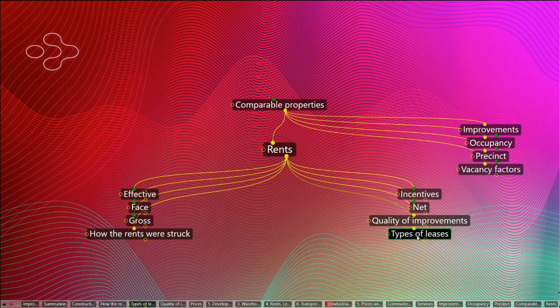Now, some of these things you may not be able to get to the bottom of. I understand that because some of this information is hard to get at. But you should raise the question. You should try and form an opinion. Perhaps you can talk to the property owner or the investor in each case to understand some of this information. The idea of assessing comparable properties is that you can get to the bottom of the real rents, the effective and face and gross rents, how rents were struck, incentives, net rent, quality of improvements and types of leases. As I said, some of these things you can't get to, but you should question them if you can.